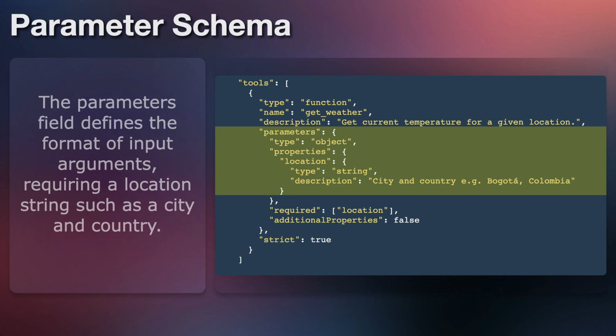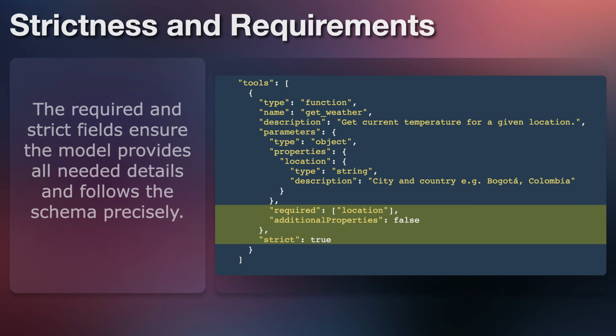The parameters field defines the format of input arguments, requiring a location string such as a city and country. The required and strict fields ensure the model provides all needed details and follows the schema precisely.